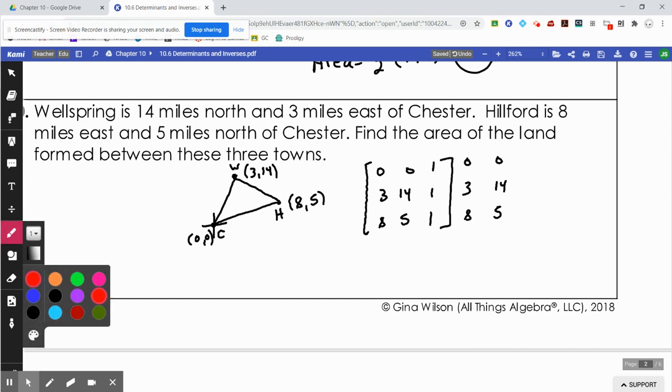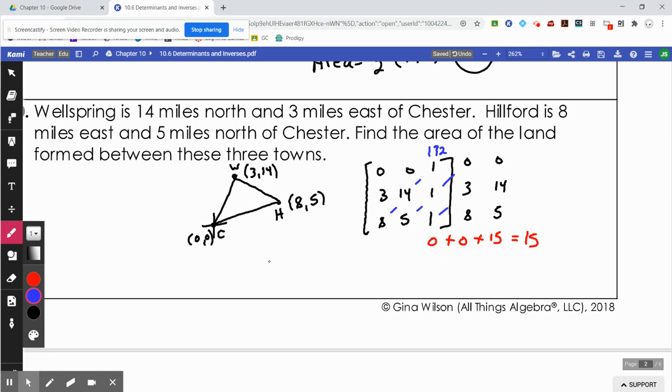Now let's find our downs. 0 times anything times 1 is 0. 0 times anything times 8 is 0. And then 1 times 3 times 5 is 15. So that was pretty easy. My downs are equal to 15. My ups are going to be equally as easy because of the zeros. You have 8 times 14 is 112. But then you have 0 here and 0 here. So my ups are equal to 112.